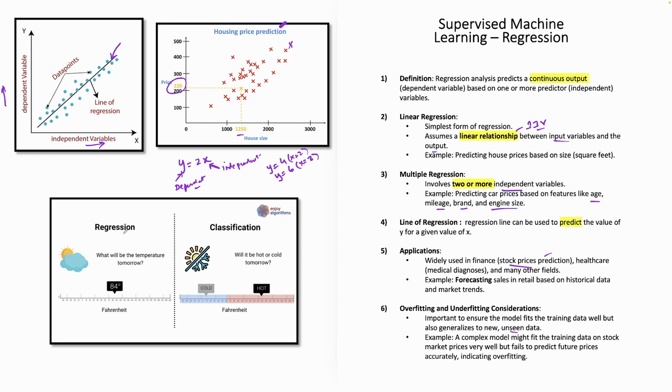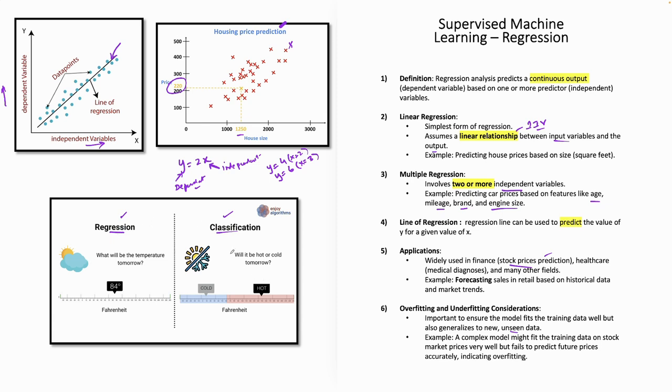And here what I've done is just given a quick example of the difference between regression and classification, just in case you are getting confused. Will it be hot or will it be cold tomorrow? So you are categorizing whether it will be hot or cold, right? Based on the data you are getting, you are saying it will be hot or cold. This is classification.